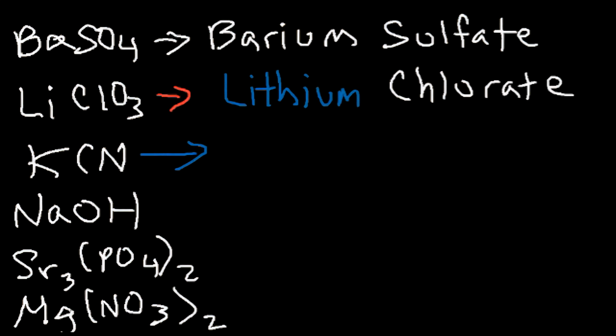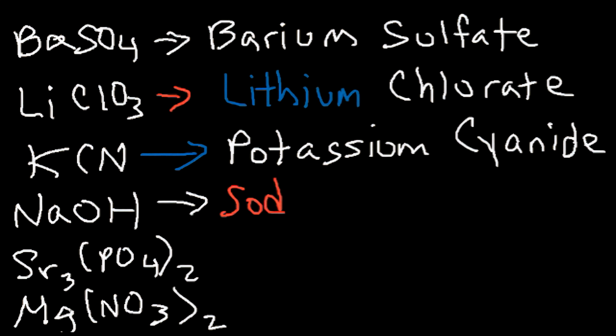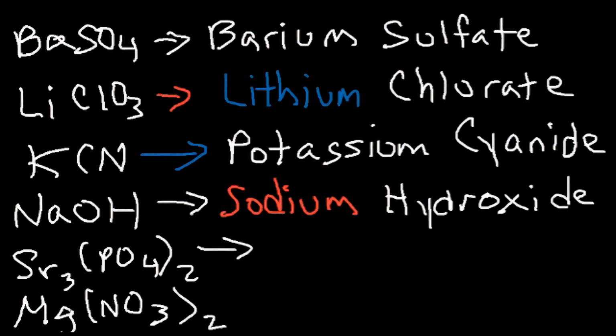Now what about the next one, KCN? So what is K? K is potassium, and CN is another polyatomic ion. And this one is called cyanide. Very dangerous stuff. Now what about NaOH? Na is sodium, and the OH minus ion, that's a polyatomic ion. So that's hydroxide. Now what about the next one, Sr3(PO4)2? The first element is called strontium, and the second one, the polyatomic ion, you simply need to know that it's phosphate.